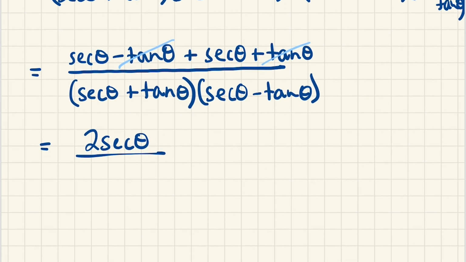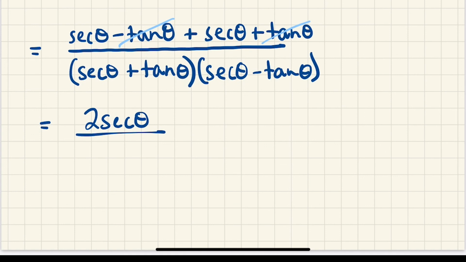And in the denominator, we can FOIL. Again, we have a difference of squares situation. We have a plus b times a minus b, which is going to be a squared minus b squared. So this is going to be secant squared of theta minus tangent squared of theta.